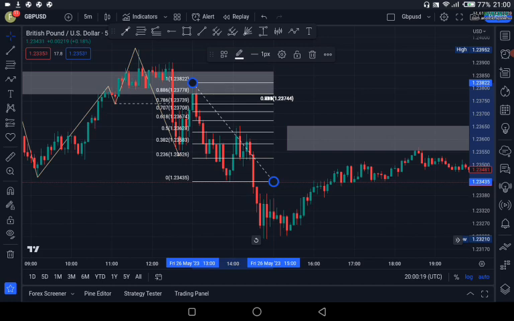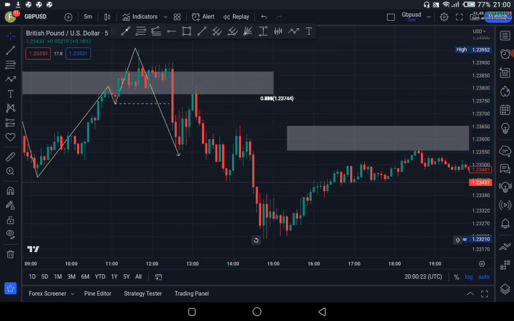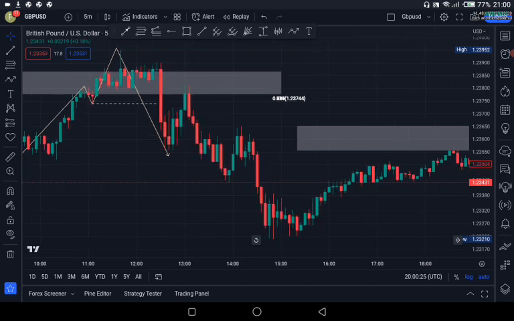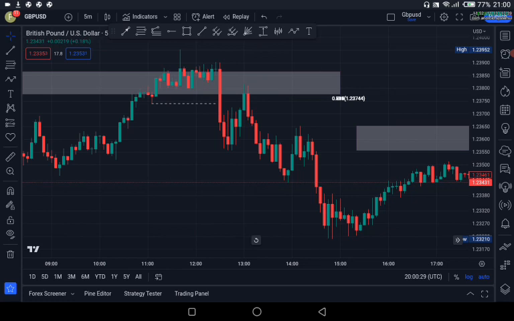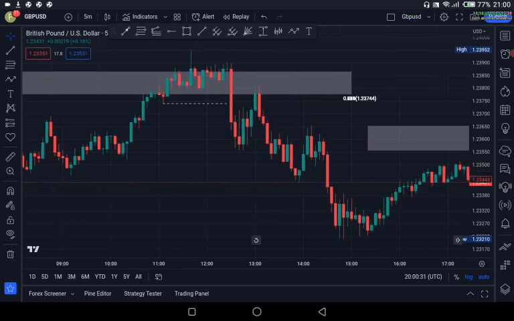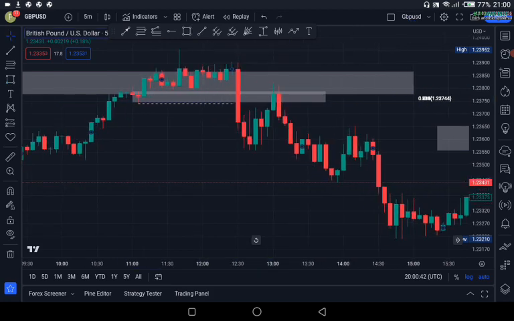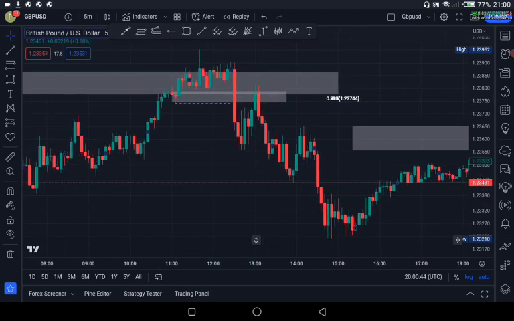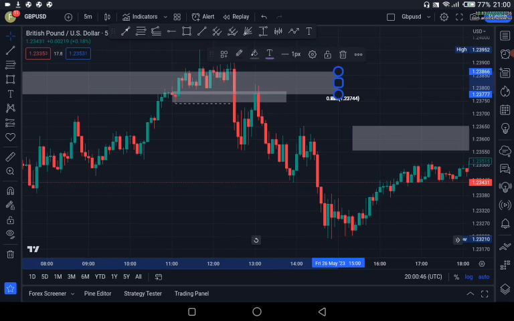I use the 0.618 and the 50 fib level. Or my favorite thing to do is I would have used this small candle right here as a Fibonacci determinator. So I wouldn't have waited for the 78.6 fib level.